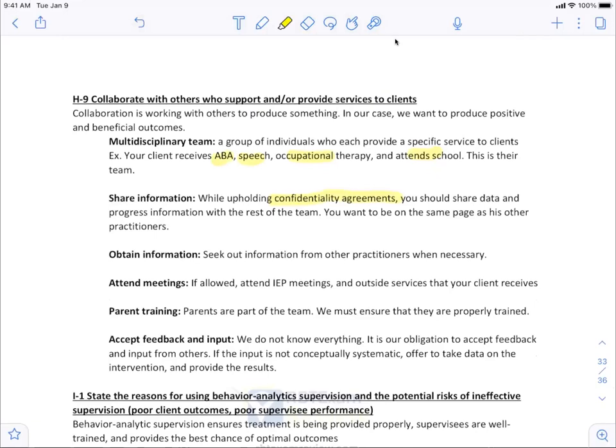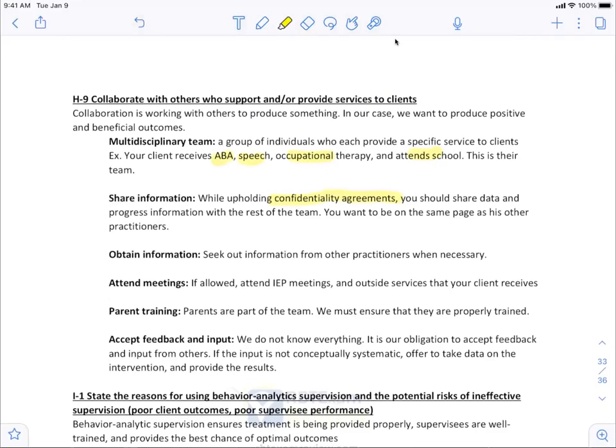Obtain information. Similarly, you should go out of your way to seek out helpful information from others when necessary. Attend meetings if allowed. Go to IEP meetings, other services. Parent training is a vital part of the team. Parent training is huge because when we're not there, we need to be sure our interventions are being run. And then always accept feedback and input. Just because we give all the feedback to our RBTs doesn't mean we're exempt from feedback. Okay, we don't know everything.